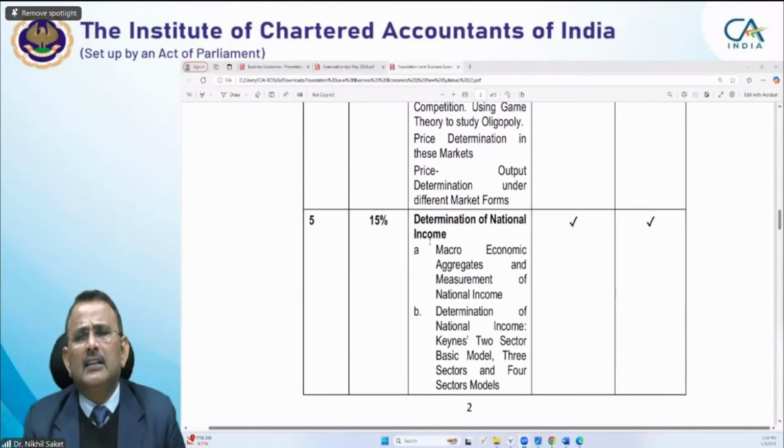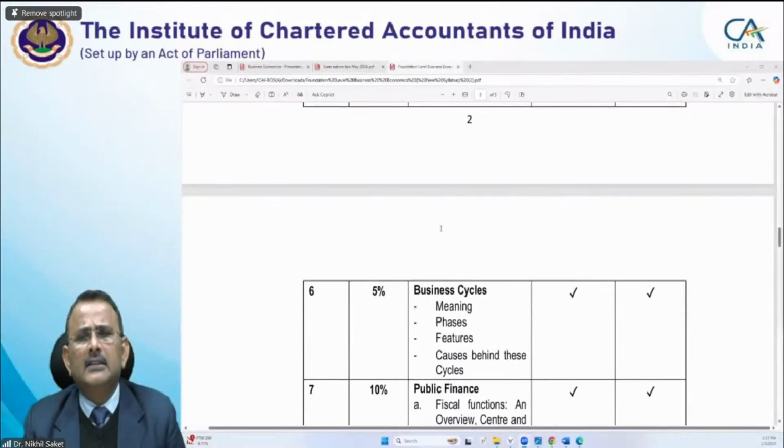So these are the focus areas where you can expect a few questions, and particularly questions not only related to the theoretical aspect, but questions on numerical ability are also tested, particularly in unit number 5, which has a weightage of 15%. So you need to be preparing along these lines.